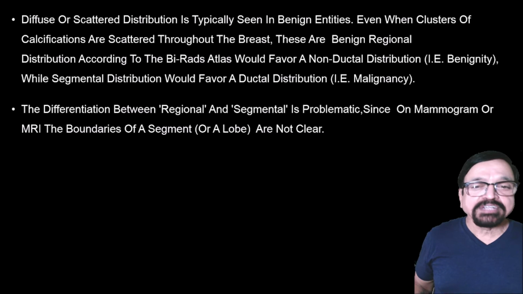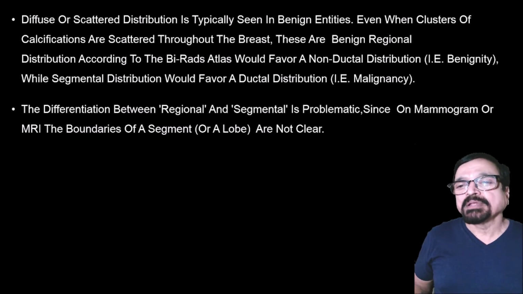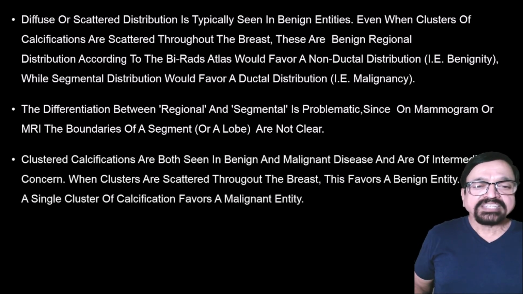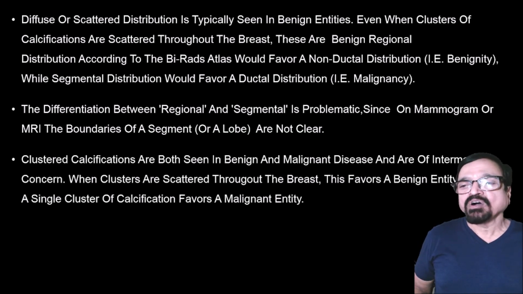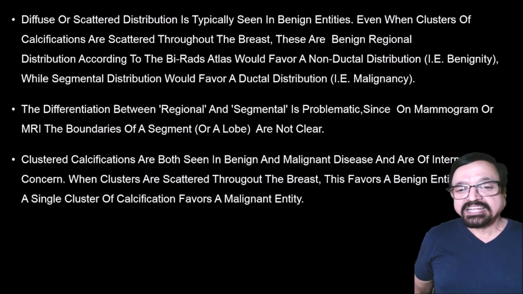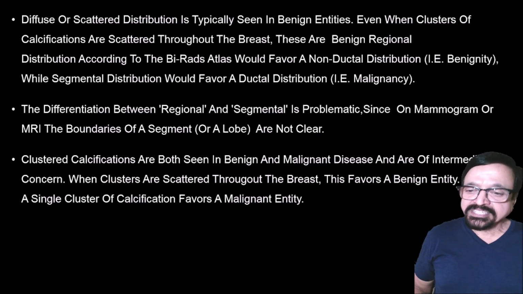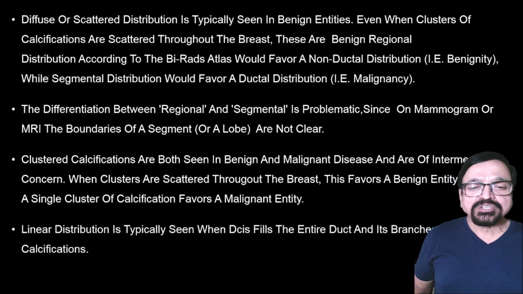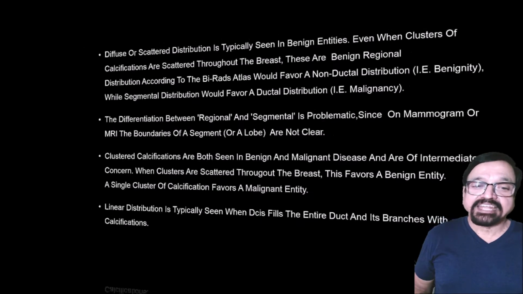The differentiation between regional and segmental is problematic since on mammogram or MRI, the boundaries of a segment or a lobe are not clear. Now, cluster calcifications are seen in both benign and malignant diseases and are of intermediate concern. When clusters are scattered throughout the breast, this favors a benign entity. A single cluster of calcification favors a malignant entity. A linear distribution is typically seen when the DCIS fills the entire duct and its branches with calcification.